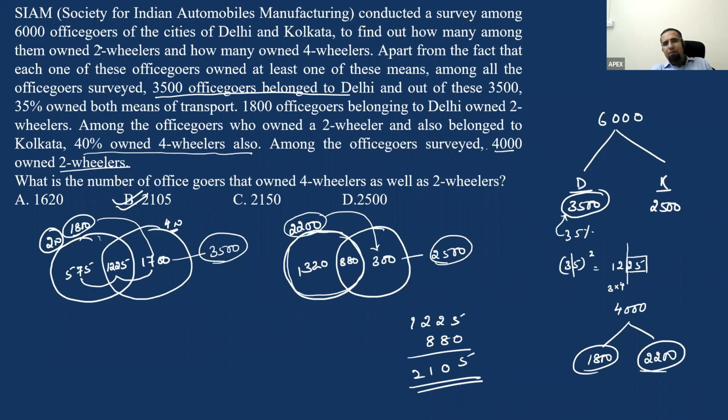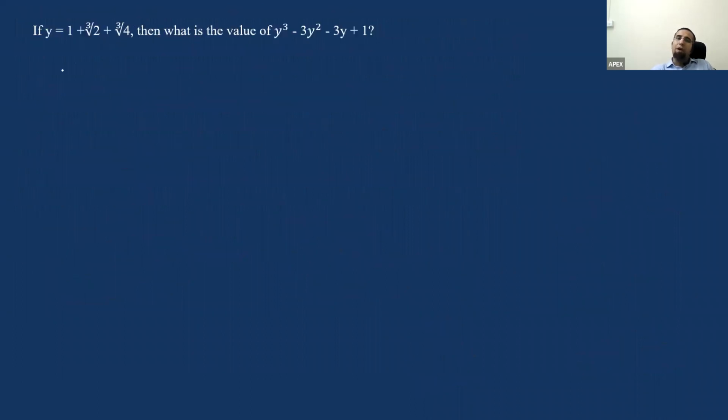So you have y minus 1 is equal to cube root of 2 plus cube root of 4. Now the easiest way to solve, and the question is talking about y cube and so on, is to convert this into a two variable question on both the sides. So this is cube root of 2 plus cube root of 4. Now, since the question is talking about y cube, let's cube on both the sides.